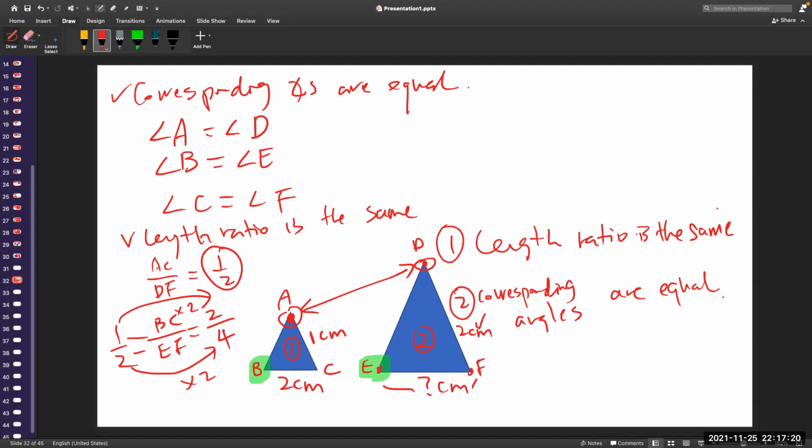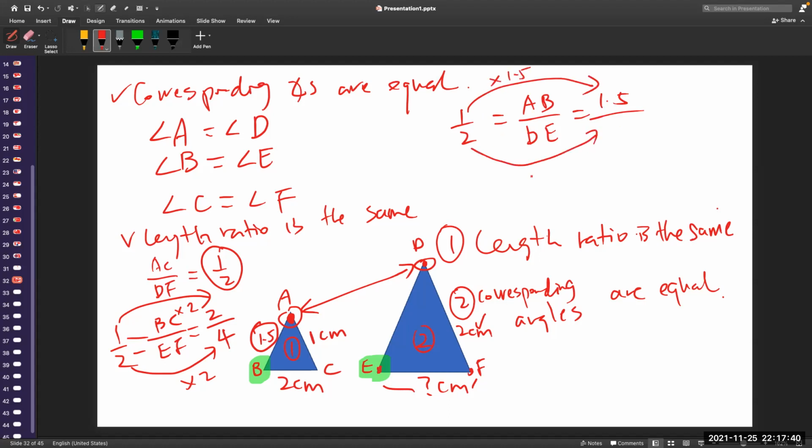Similarly, if AB is 1.5, the length ratio is half, it has to be the same. So my DE will be, 1 to 1.5 is times 1.5, so 2 times 1.5 will be 3. So my DE will be 3 cm. So that's the meaning of the ratio has to be the same. Does it make sense? Yeah. So if two triangles are similar, they will have these two properties which you can make use of.